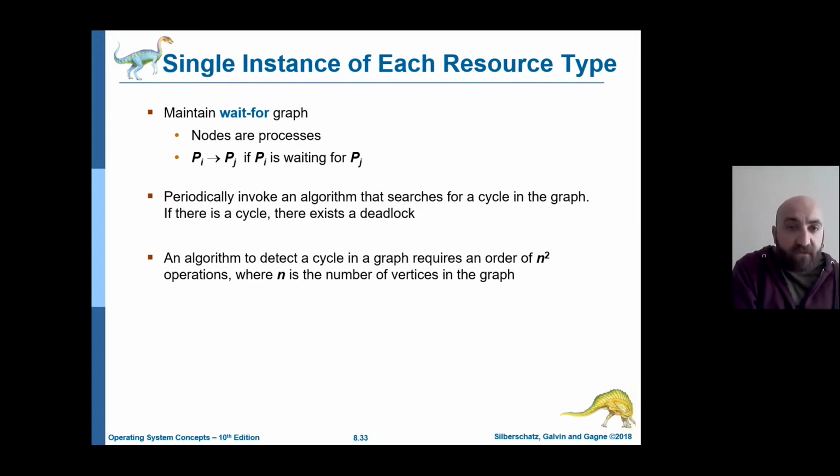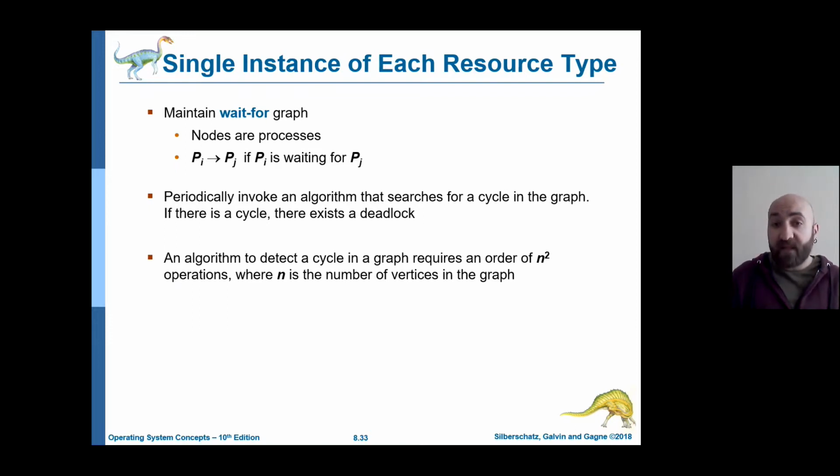An edge from process I to process J exists in a wait-for graph if and only if the corresponding resource allocation graph contains 2 edges, from process I to RQ and RQ to process J, for some resource Q, RQ in this case. As before, a deadlock exists in the system if and only if the wait-for graph contains a cycle. To detect deadlocks, the system needs to maintain the wait-for graph and periodically invoke an algorithm that searches for a cycle in the graph.